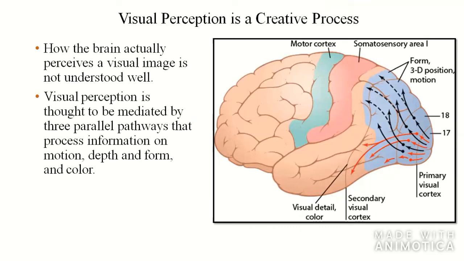Now the visual perception is how you actually perceive the image, how you see the image. It is a creative process and it is mediated by parallel pathways that process information on motion, depth, form and color.